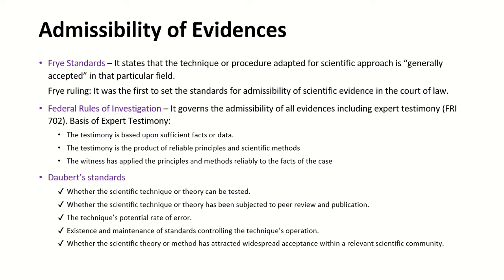Now, Daubert standards. First is whether the technique or theory has been tested. Next is whether the technique or theory has been subjected to peer review and publication. Next is the technique's potential rate of error. Another is existence and maintenance of standards controlling the technique's operation. So every time we do experiment, we take a control and then our sample and then blank. So next is whether the scientific theory or method has attracted widespread acceptance in the scientific community.